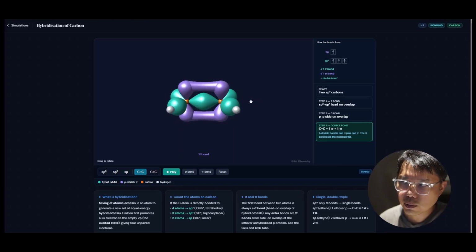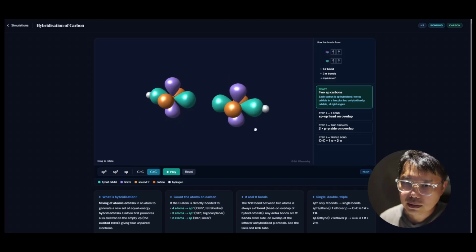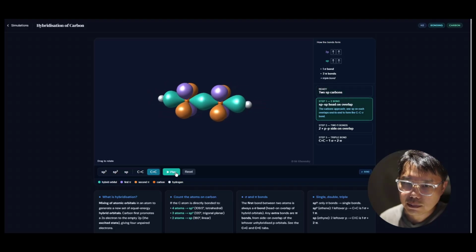Right? So this is how you will actually show and display how the orbitals overlap when the question asks you for it. Okay, let's look at another example. This is ethyne. Let's do the overlap. Sigma bond forms, then the two pi bonds form.